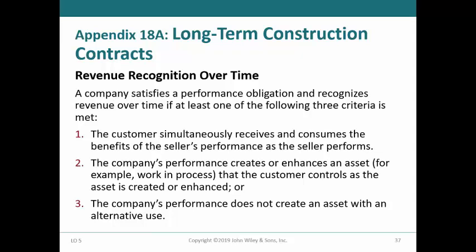The second is for work that is done by a company on an asset that the customer controls as the asset is created or enhanced. This might be the case if a company performs services on work in process inventory during manufacturing. The last example is when the company's performance does not create an asset with an alternative use. In this case, the asset is customized to meet the customer's specifications and therefore would not be able to be resold to another customer.